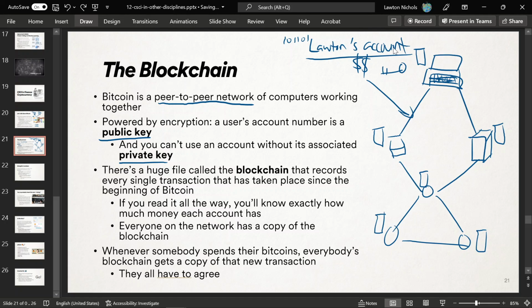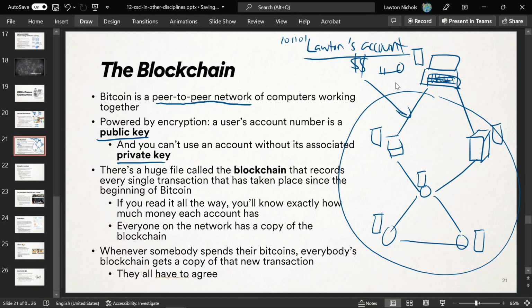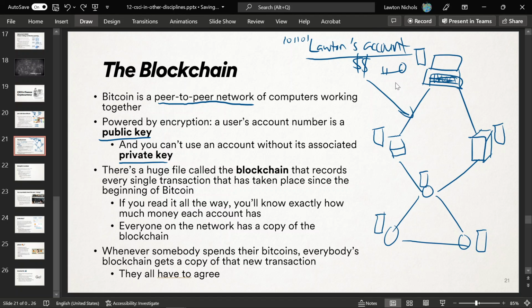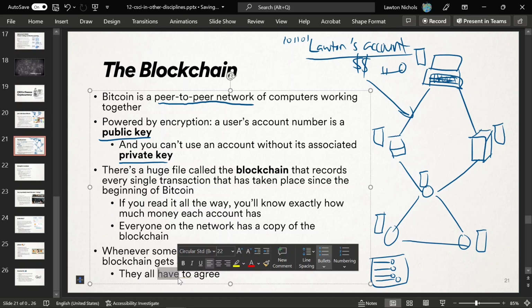Because maybe I want to fake that my account has 1 million Bitcoin in it on my little local copy of the blockchain. How does everybody else realize that no, that was not right? No, he's lying. So there are some very fancy things going on there that I don't have time to get into, but this is a high-level idea of it. Any questions about that? Yeah, so the blockchain is just every transaction for every account from the start of time to today. And everybody's forced to agree.